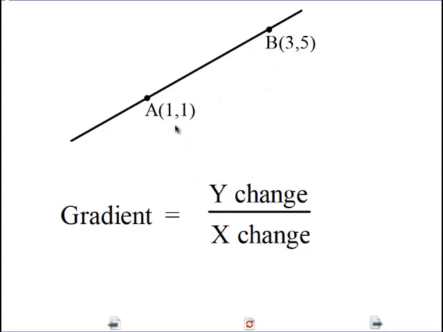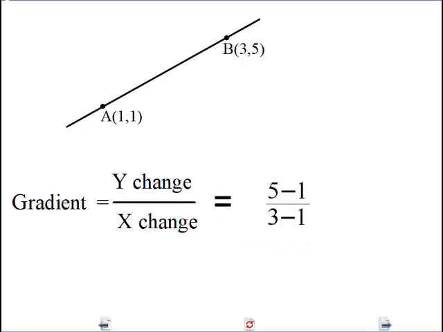And similarly, x has also changed from 1 to 3 as you go from your first point to your second point. And you're going to use those changes to calculate the gradient. The y change is basically from 1 to 5, which is 5 take away 1, means it has changed by 4. If you go from 1 to 5, you've changed by 4. And if you go from 1 to 3, you've changed by 2.